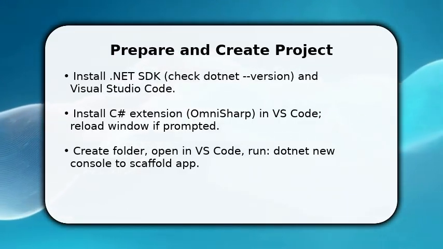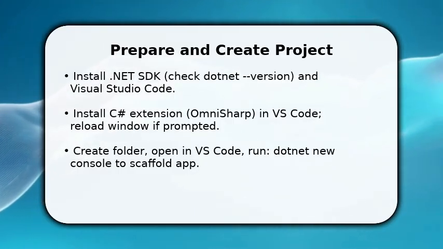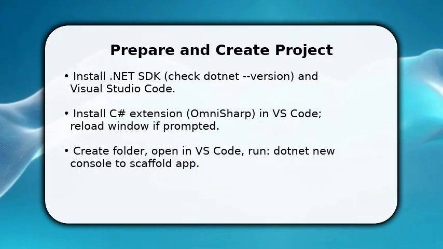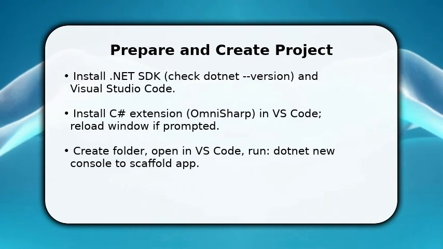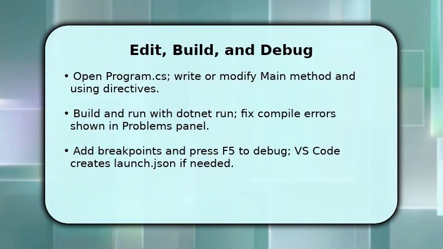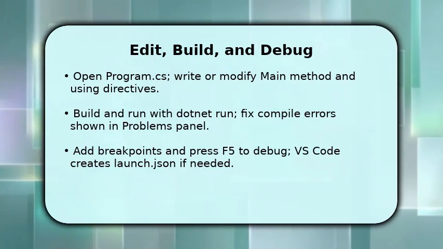Next, create a new folder, open it in VSCode, open the integrated terminal, and run dotnet new console to generate a minimal Program.cs. This gets you immediately to code, without wasting time on extra settings. You now edit Program.cs and implement the logic you want.